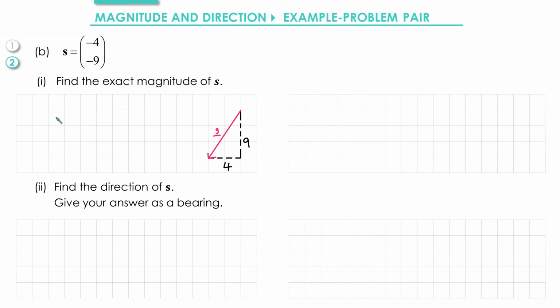So let's calculate the magnitude. We need to do the square root of -4 squared plus -9 squared. If you want to just write 4 squared plus 9 squared there, that's absolutely fine. I'm just leaving the negative in to make it a little bit clearer. -4 squared is 16, -9 squared is 81, so we get the square root of 97.